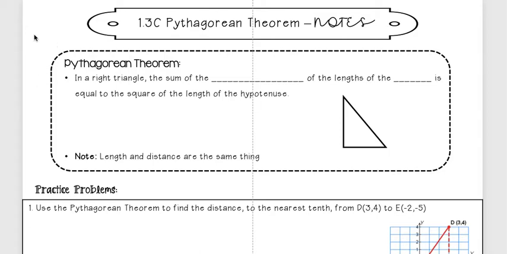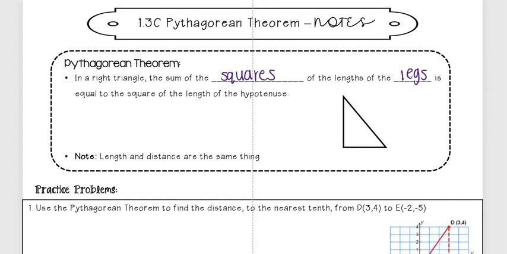So you may have heard of this before, but you will get a good reminder of what this is today. So the Pythagorean Theorem: in a right triangle, the sum of the squares of the lengths of the legs is equal to the square of the length of the hypotenuse.